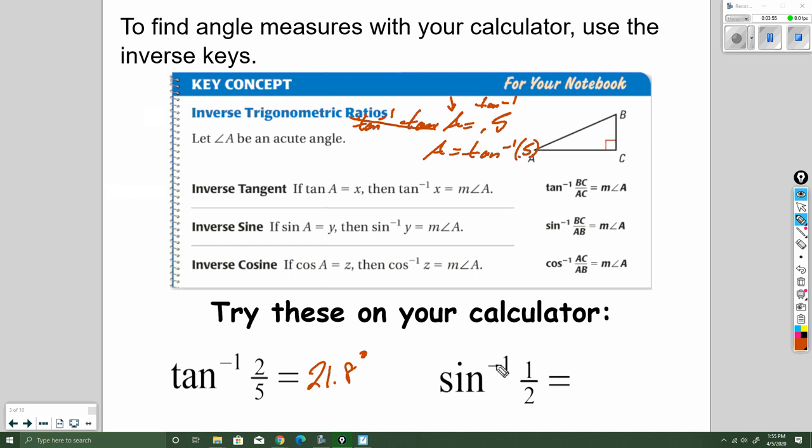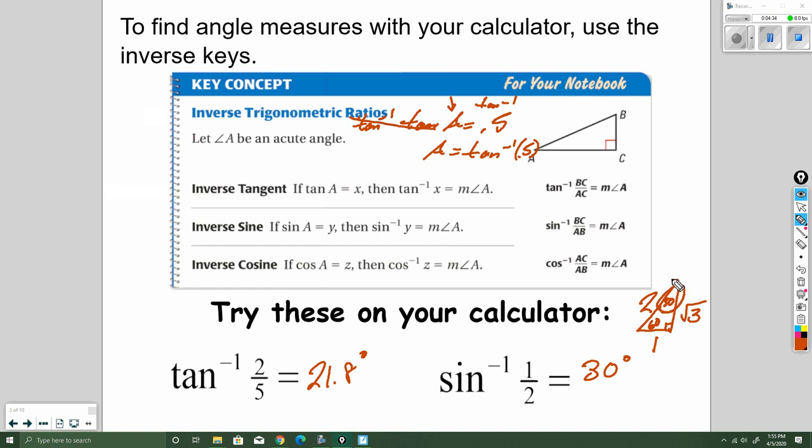The next one, inverse sine of 1/2. If we do that, we get 30 degrees. This actually comes from one of those special right triangles that we talked about the other day. Remember that equilateral triangle that we cut in half? That formed our 30, 60, 90 degree right triangle. What we're saying is if the ratio between the opposite side and the hypotenuse is 1/2, which is one of those ratios you'll remember for the 30, 60, 90 degree right triangle, that means this angle has to be 30 degrees.